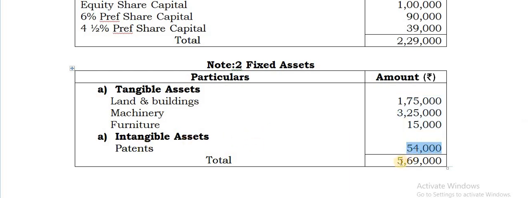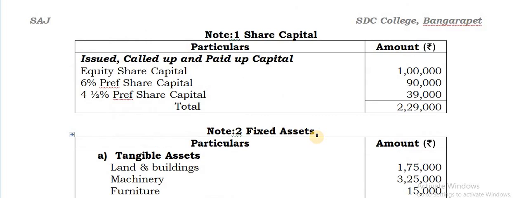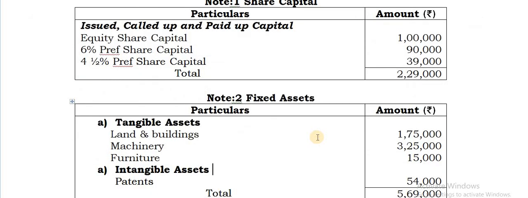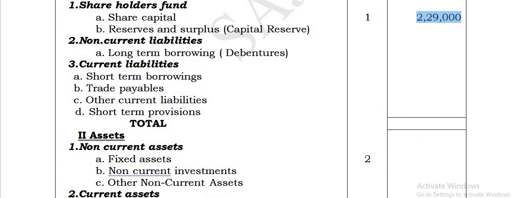Intangible assets, there patents are there, write that. So totally 5,69,000 to 7. So you can pause down and write on the note part. So next you can fill up the same amounts there.